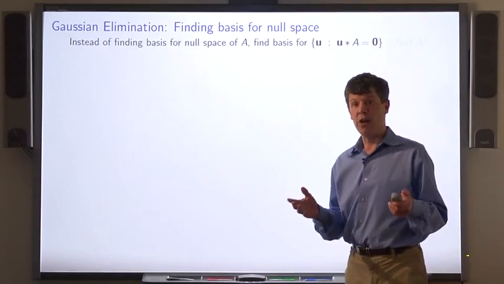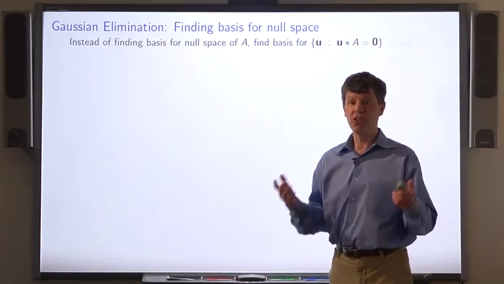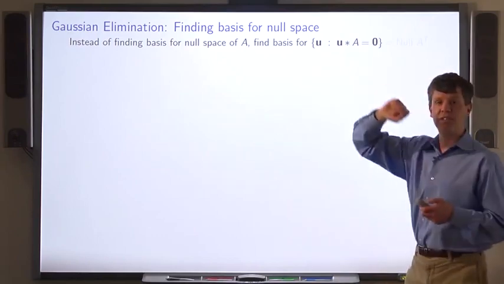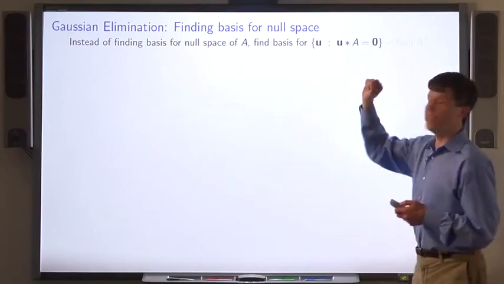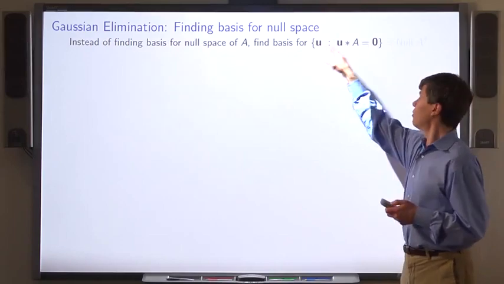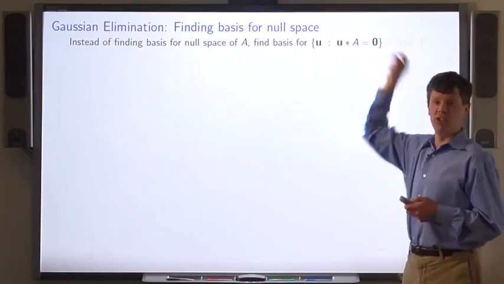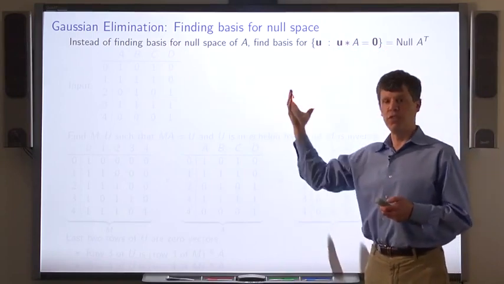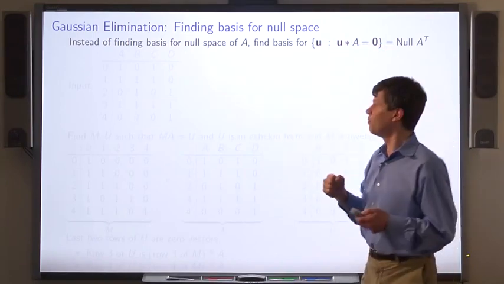Now let's see how we can use Gaussian elimination to find the null space of a matrix. Given a matrix A, we're going to find the set of vectors U such that U times A is the zero vector, which is actually the null space of A transpose. But of course, you can use this algorithm on the transpose of the matrix.